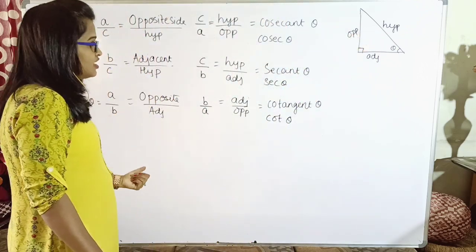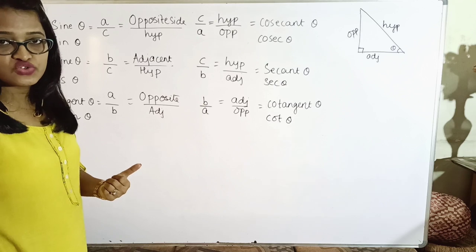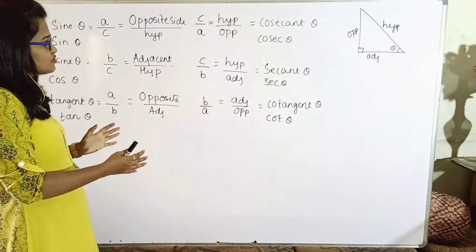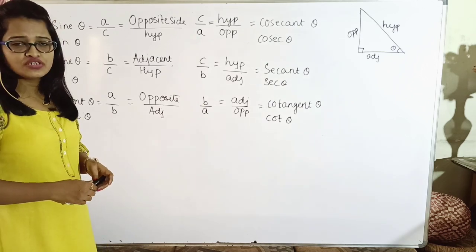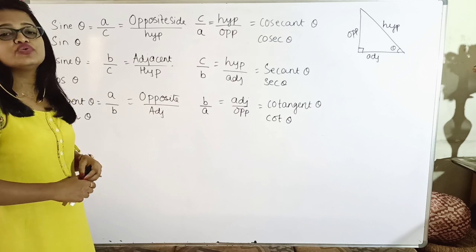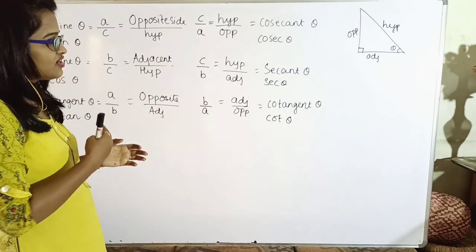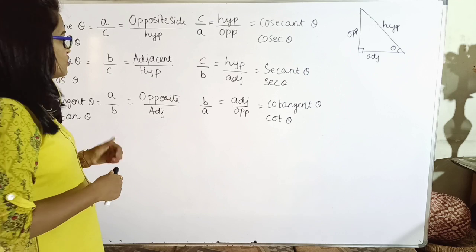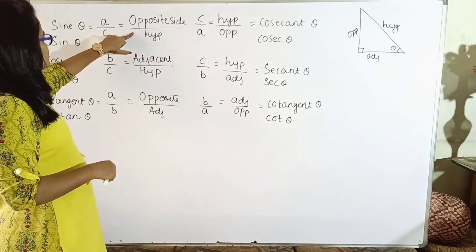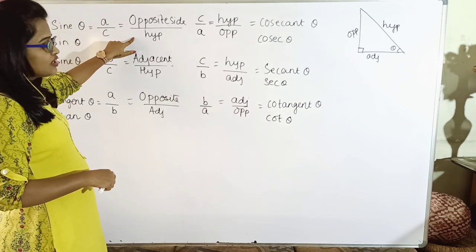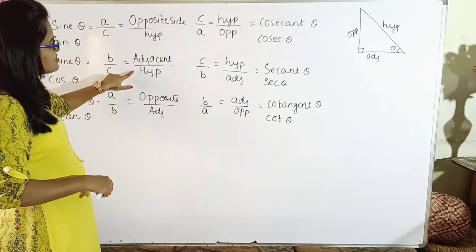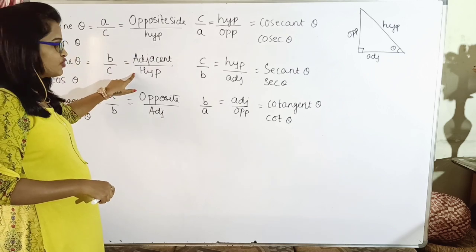Now here you are actually seeing six ratios. So are we supposed to remember all the six ratios? No, we are going to remember only two ratios, and the rest you can find out. How? This is sine theta, which says opposite upon hypotenuse, isn't it? And this is cos theta, which says adjacent upon hypotenuse.